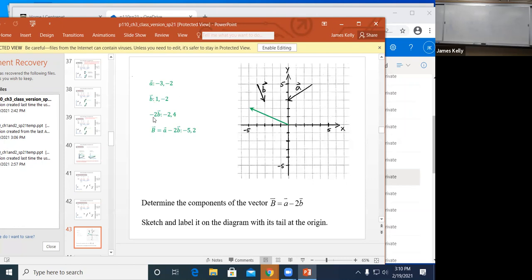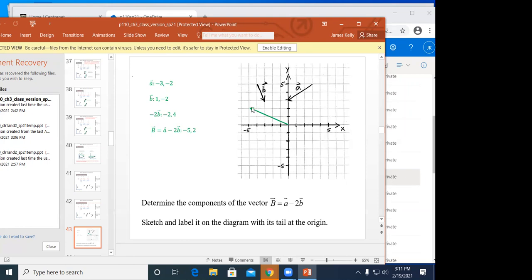The components of -2b are just -2 times the components of b. I've done that right there. And then I can just add a to -2b to get the result. And the components end up being -5, 2. That means starting at the tail, I go to the left by 5 and then up by 2 to get a picture of what that vector is.